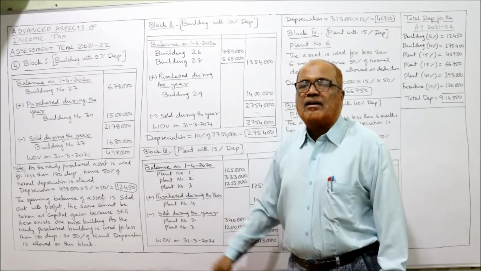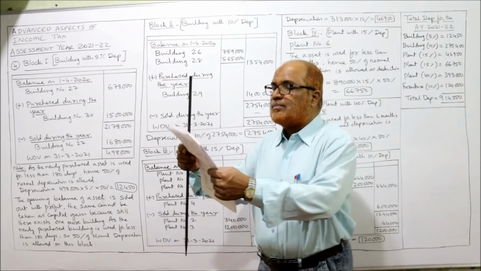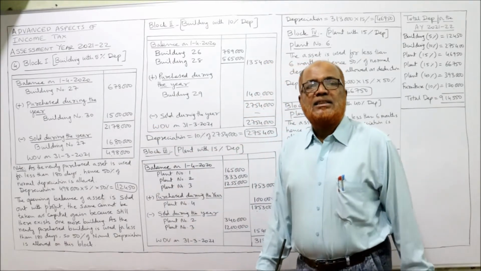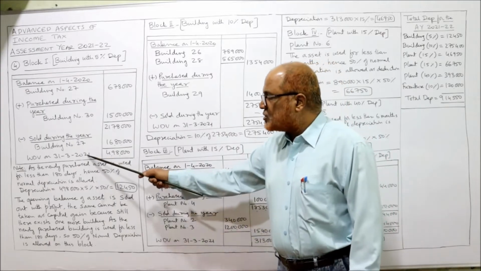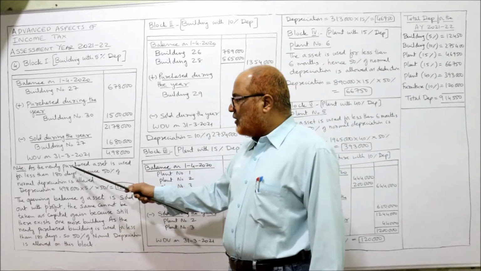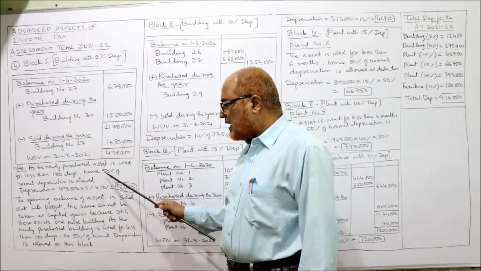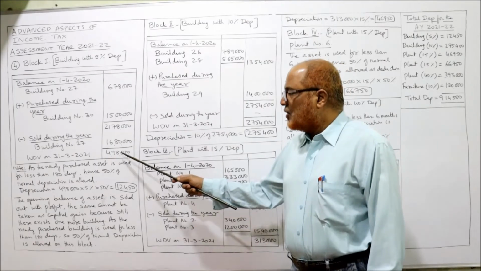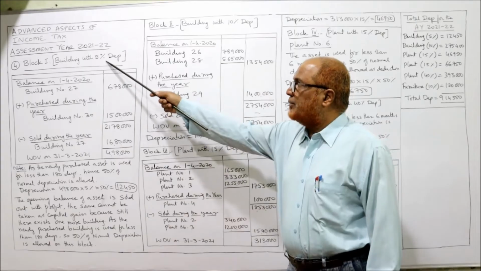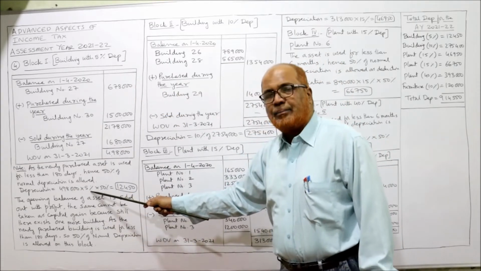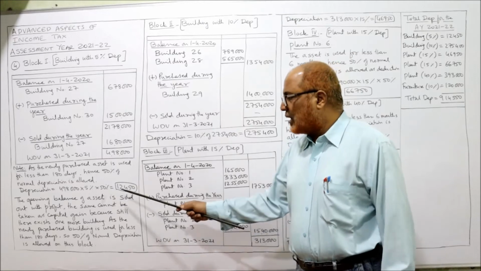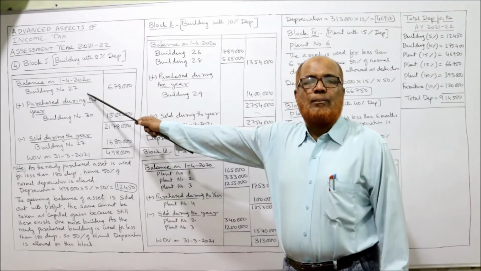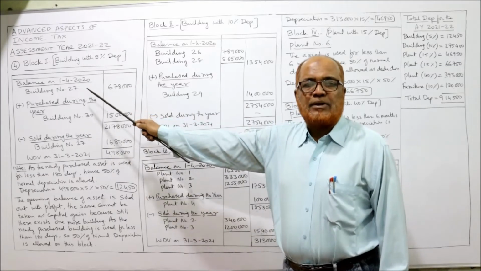And the new building, building number 30, was used for less than 180 days because it was purchased on 10th January 2021. And we are closing the accounts on 31st March 2021. As the newly purchased asset is used for less than 180 days, hence 50% of normal depreciation is allowed. So normal depreciation 4,98,000 into 5%. So 4,98,000 into 5% into 50%. It comes to 12,450. So 12,450 is the depreciation on block number 1, which consists of building with 5% depreciation.